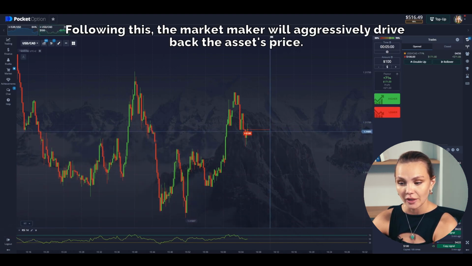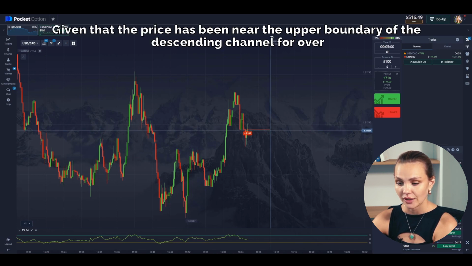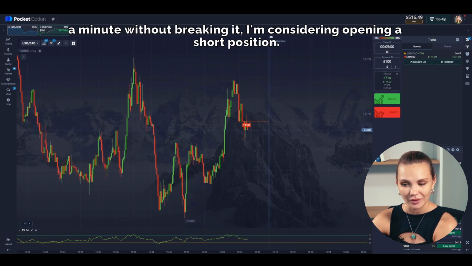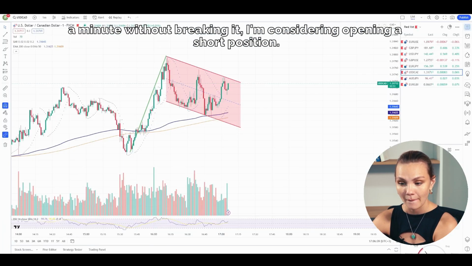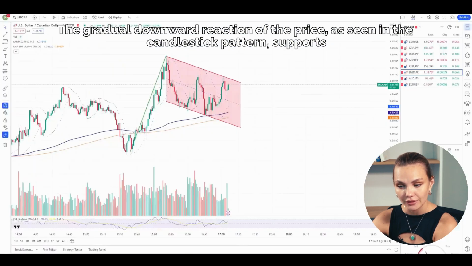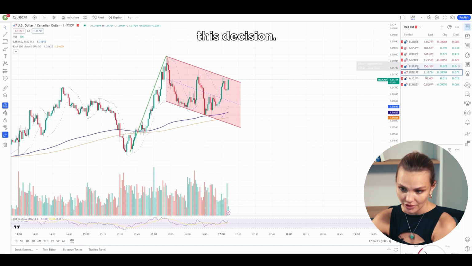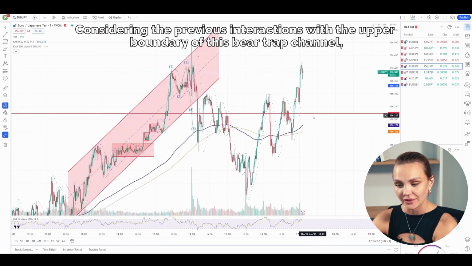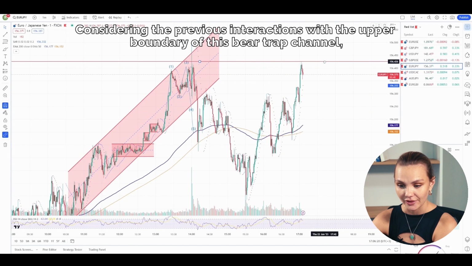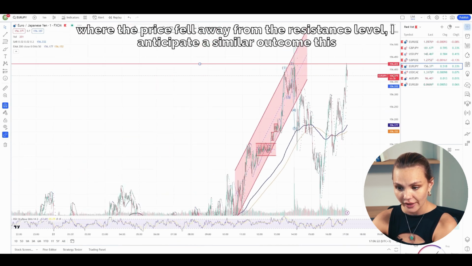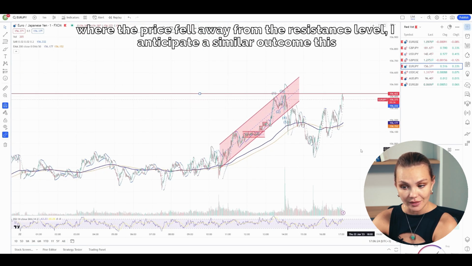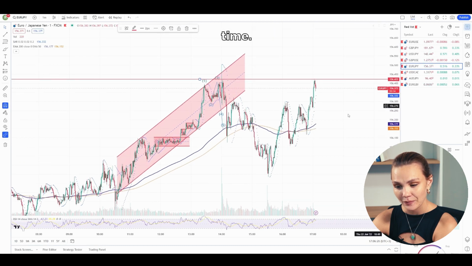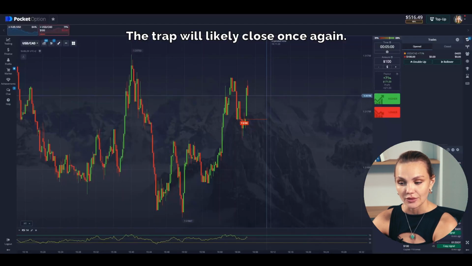Following this, the market maker will aggressively drive back the asset's price. Given that the price has been near the upper boundary of the descending channel for over a minute without breaking it, I'm considering opening a short position. The gradual downward reaction of the price, as seen in the candlestick pattern, supports this decision. Considering the previous interactions with the upper boundary of this bear trap channel, where the price fell away from the resistance level, I anticipate a similar outcome this time. The trap will likely close once again.